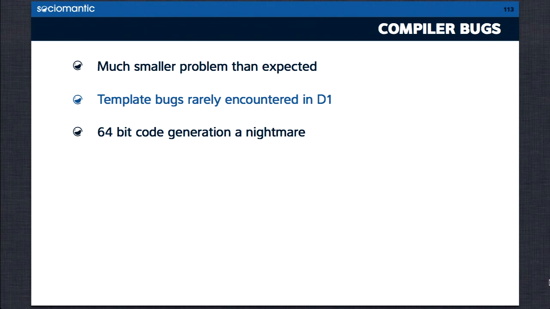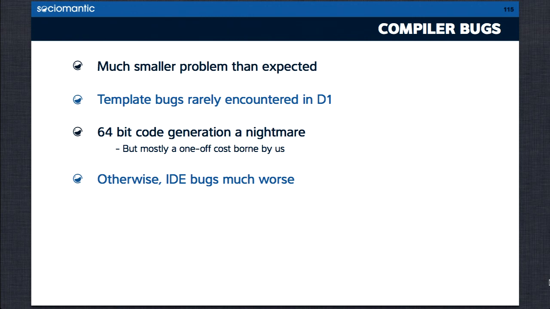On the other hand, when we switched from 32 bits to 64-bit, that was a nightmare. But that was mostly a one-off cost that was borne by us. We were the first to seriously use the 64-bit compiler. So nobody else will have to deal with that. But otherwise, IDE bugs are much, much, much worse. I cannot stress that enough. The situation with IDEs is 20 times worse than with the compiler. We need more effort there.